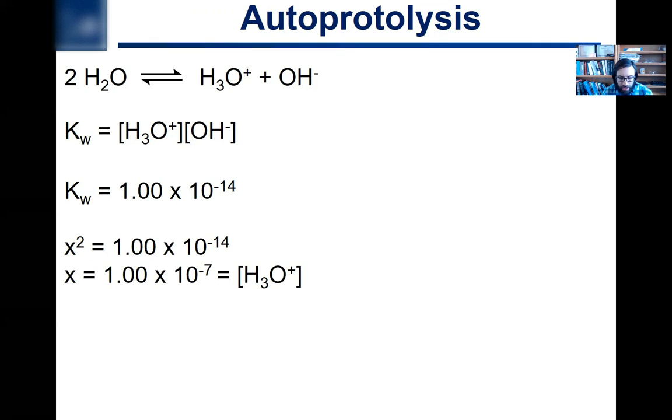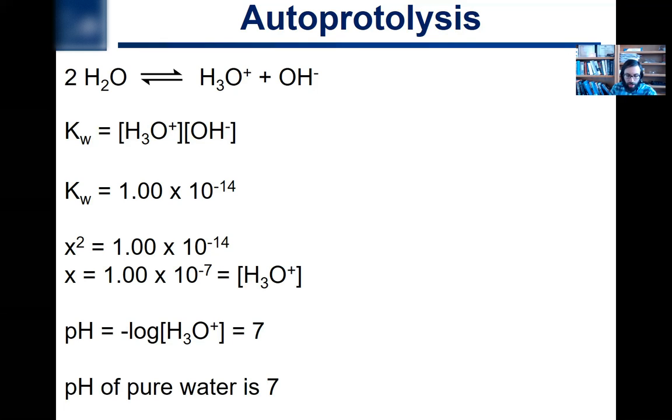Take the square root of that, you're going to get 1.00 times 10 to the minus 7th to solve for the concentration of hydronium ions in pure water. This is at 25 degrees Celsius. It varies a little bit based on the temperature. So then you can take the pH of that, which is equal to the negative log of the concentration of hydronium ions. So the pH of 100% pure water at 25 degrees Celsius is 7. So that's what we call pH neutral, just pure water. Okay? pH of pure water is 7.